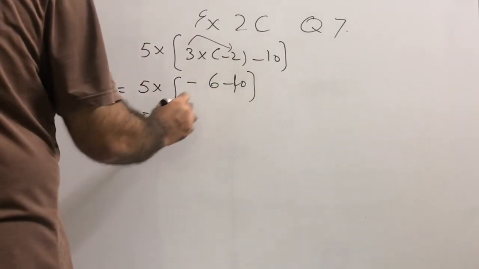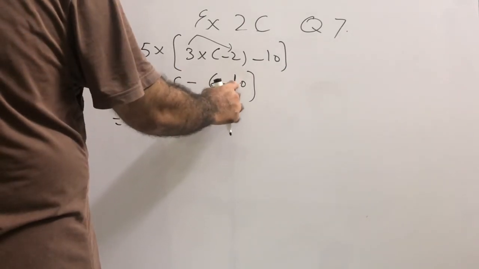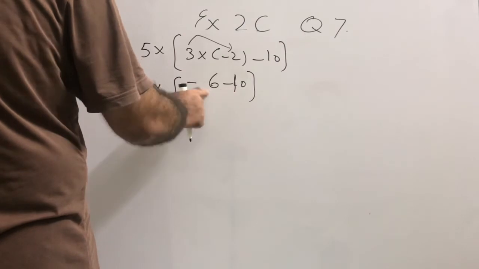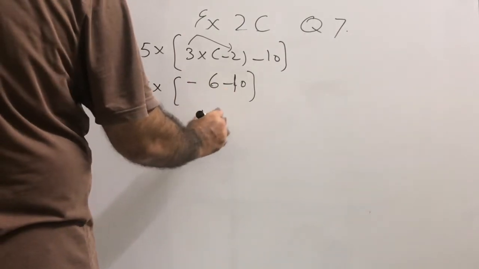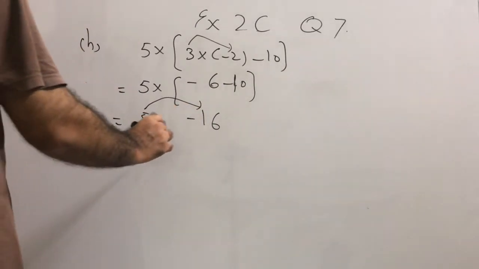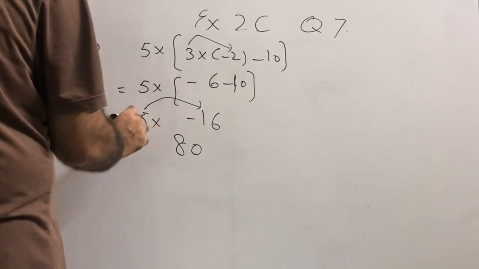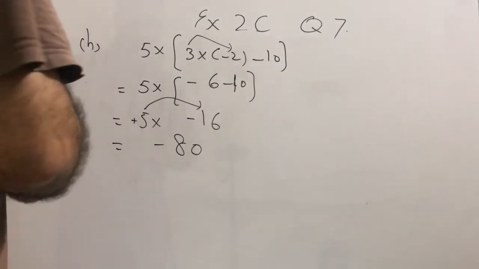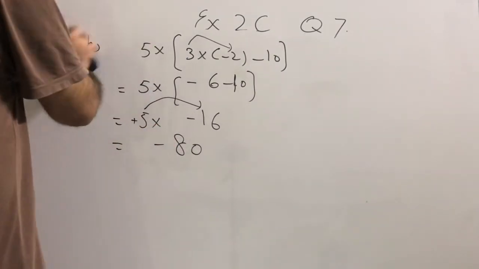Then this is a loan, $10, and this is also a loan, $6. You add up the loan, your loan is more, 10 plus 6 is 16, it is a loan, it is minus. 5 will be multiplied with 16, becomes 80, this is plus, this is minus. When they multiply, we get minus. Minus 80 is the answer for part H.